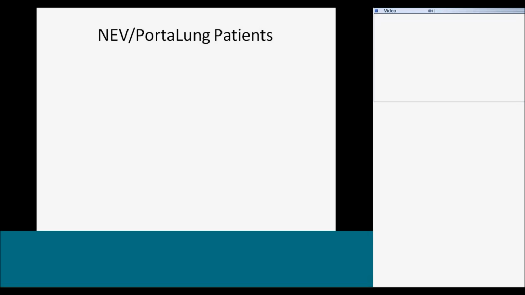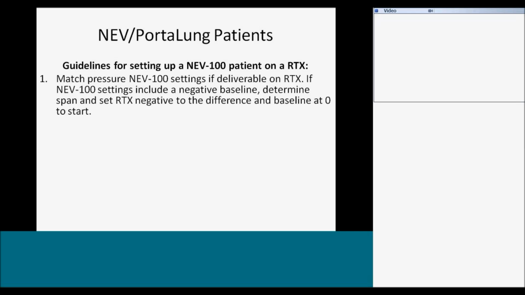Now, there is a unique application we're going to talk briefly about, and that's the NEV100 portalung patients. We don't encounter those patients very often, but I just want to put a brief note. If you have one that you need to put on an RTX, what we do is basically mimic the span and the timing that are on the NEV100. NEV100 is an old Kuros ventilator that's no longer supported, and a portalung is basically a fiberglass version of the iron lung. And we are getting some patients that are being referred to us that are on that combination, and the RTX is able to provide support for a patient in a portalung, but we do have to make sure that everything is safe for them.